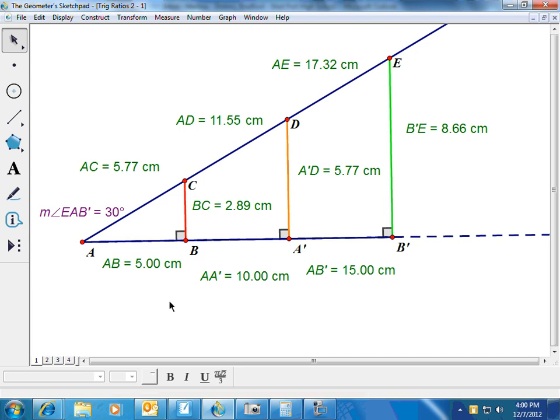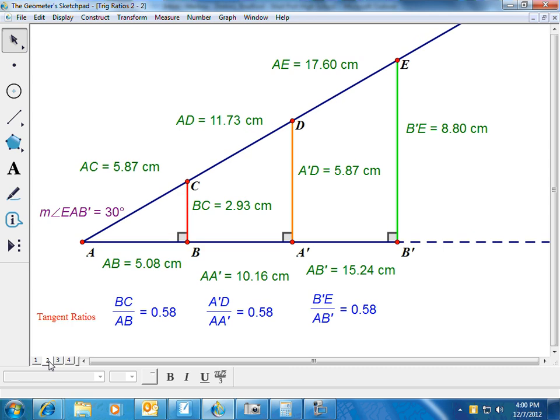Okay, let me see if I can say that again. For any right triangle with a given angle measurement, like we see here, we've got triangle ABC, triangle AA prime D, and triangle AB prime E, three triangles here. Those triangles each have an angle of 30 degrees. So their trigonometric ratios are going to be constant, or they're going to remain the same.